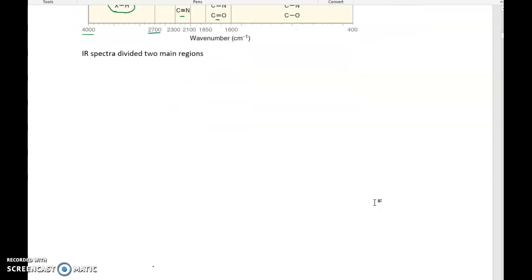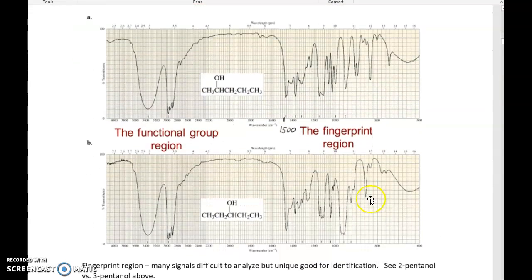We divide our spectrum into two major regions. We divide it into the functional group region, which is 1500 and up. Between the 1500 and the 4000 is the functional group region, and the fingerprint region is down here. Now, the nice thing about the fingerprint region is that you don't need to worry about it too much. It's kind of messy. These are the single bonds, and there are a lot of them, and they're vibrating and they're waggling and lots of different motions.